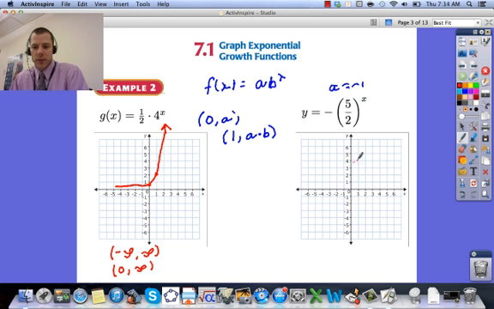So a is -1, so you'd plot 0 comma -1. And then 1 comma a times b. Well, a is -1. -1 times 5/2 is -2.5. So that's right about here. And notice how for the first time our function is below the x-axis. The asymptote still stays the same. It's still the x-axis, okay?